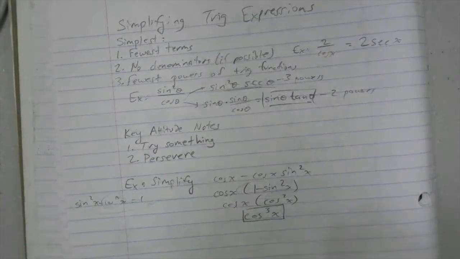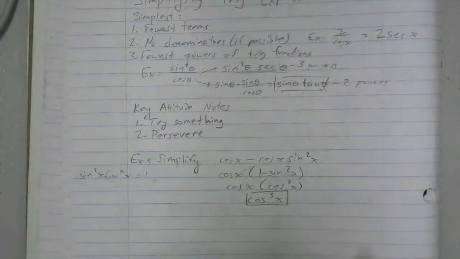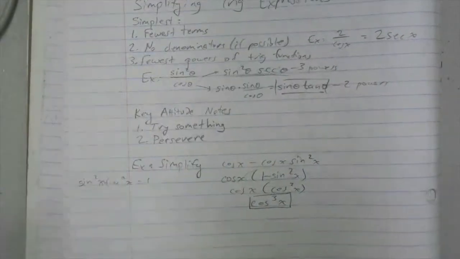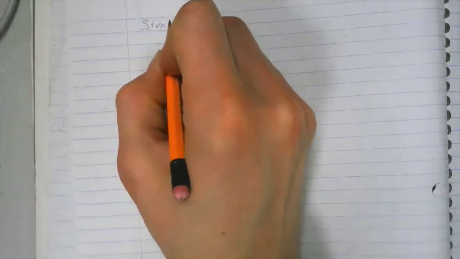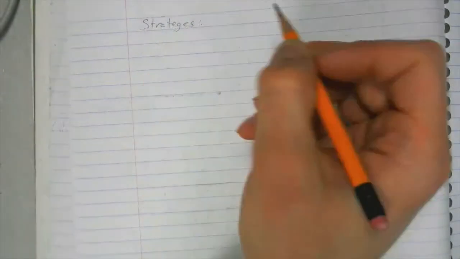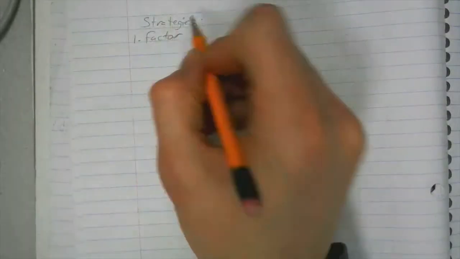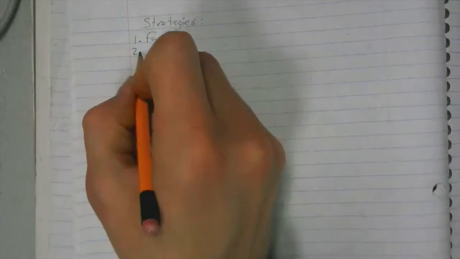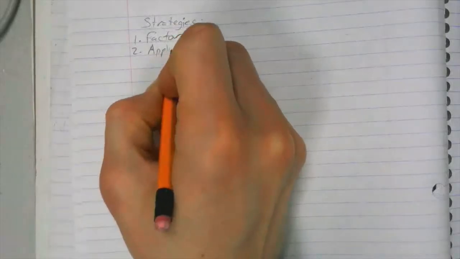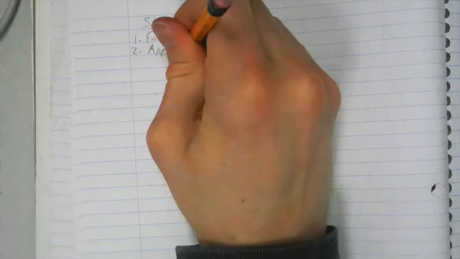And we're simplified. So that illustrates two of our simplification strategies, and maybe I'll stick those on a page over here. Leave some space below these. The first strategy that we can use to try to simplify is to factor. So oftentimes when you factor, you can do something. And the second one that we saw was to apply Pythagorean identities.